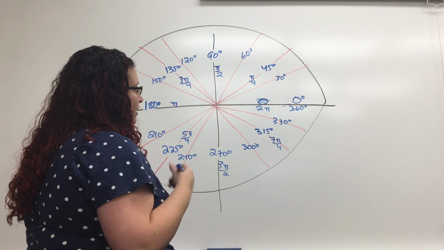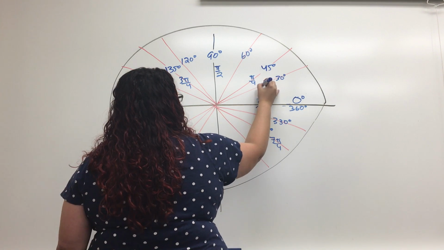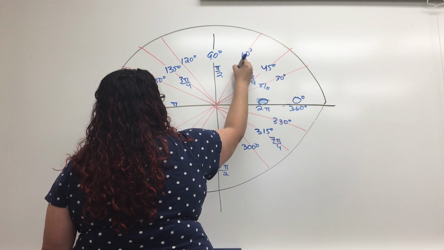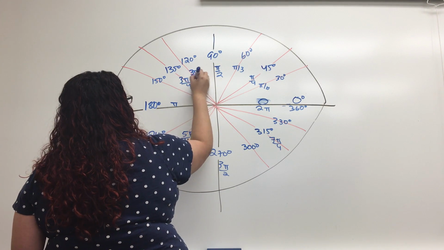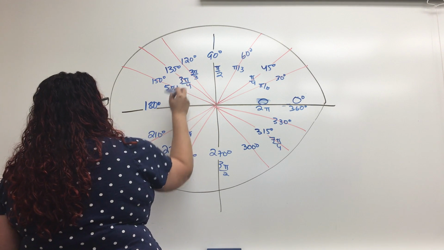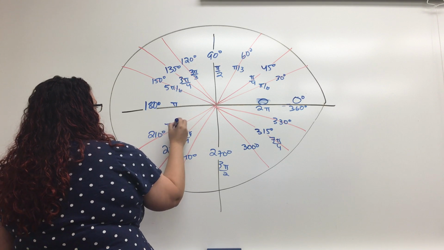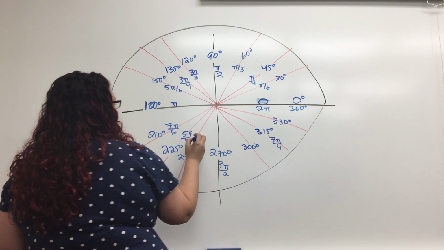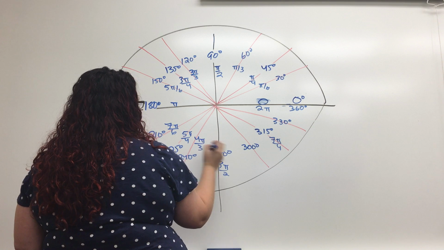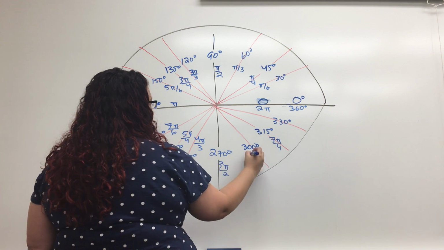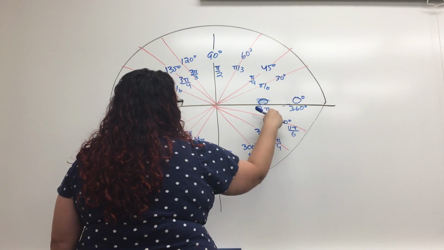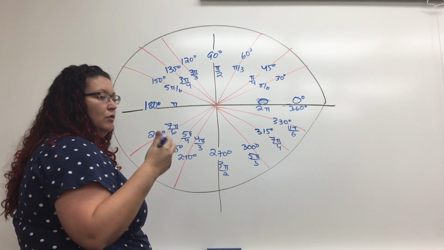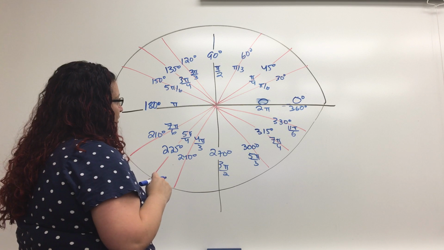And now I'm going to start counting by pi over 6s. Pi over 6, 2 pi over 6, which is pi over 3, 3 pi over 6, 4 pi over 6, 5 pi over 6, 6 pi over 6, 7 pi over 6, 8 pi over 6, 9 pi over 6, 10 pi over 6, 11 pi over 6, 12 pi over 6. Of course, I was reducing the fractions as I went.